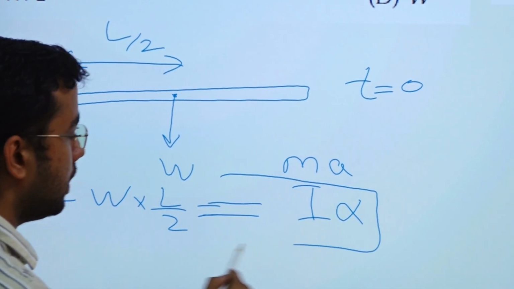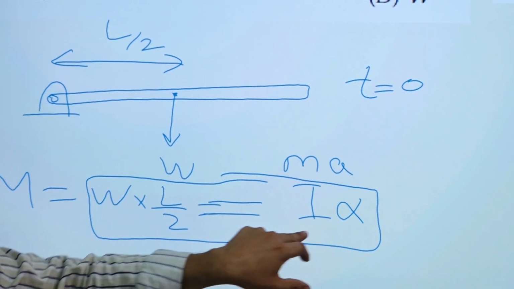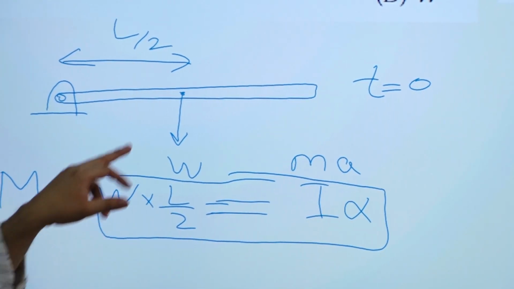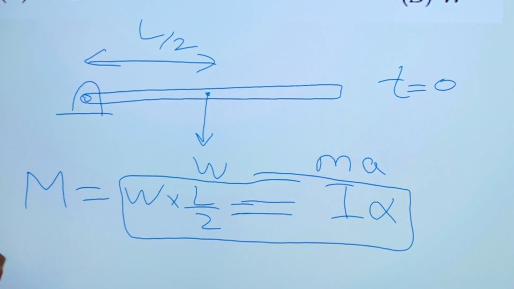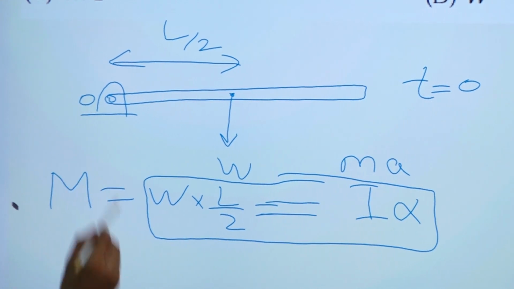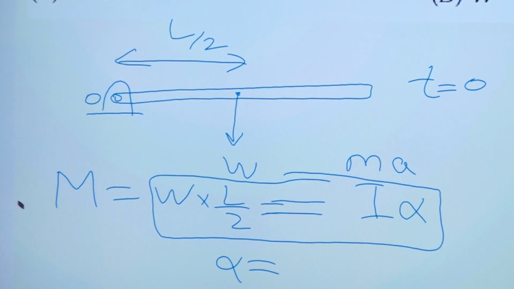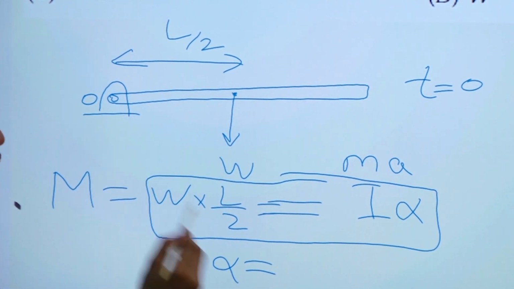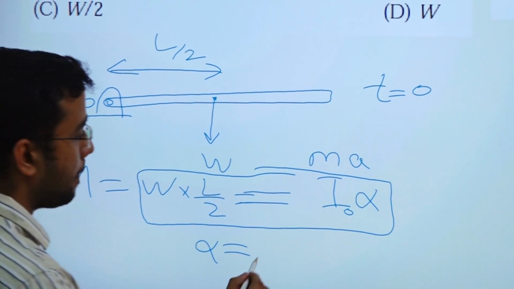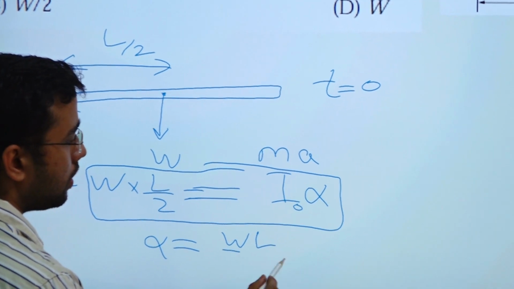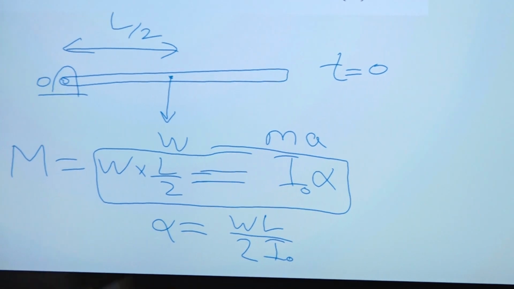And this expression will be followed: I alpha, whatever inertia it is developing, will be because of the weight of the body into L by 2. That will create a moment about point O. So from here we can easily find out alpha. What is this I? This I is the moment of inertia of this rod about this point O, you can say I_O. So alpha will become W into L divided by 2 into I_O. So this will be the first equation.